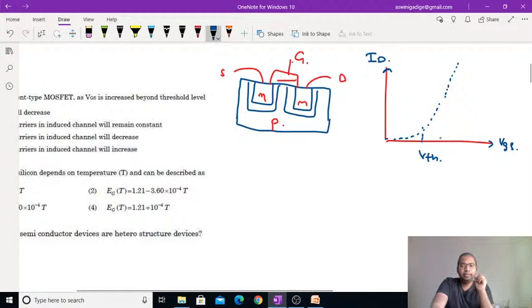So in this case, whenever the drain current is increasing, then automatically the channel is going to be built up. Before the threshold voltage, the channel will not be completely formed in between the source and drain. Whenever the threshold voltage is crossed, the channel will take place, and more charge carriers will be induced into the channel from the source, right?